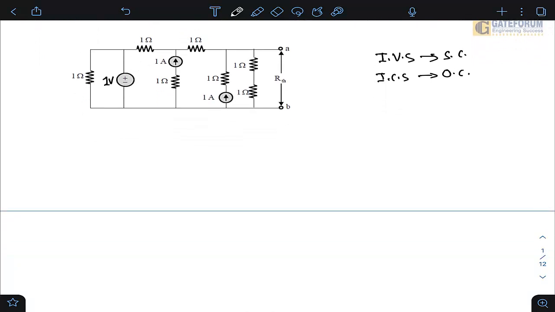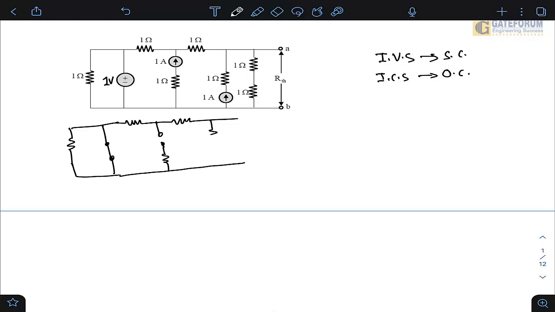So let me draw the circuit. So this is your 1 ohm, all resistors are 1 ohm, right? Then this voltage source is shorted. So I am replacing it by a short. This is 1, this is also 1. And then this current source is open, then this is 1, then this is 1, again this current source is open, and then this is 1 and this is 1, and we are supposed to find RTH from this terminal, right? All these resistance values are R only, 1 ohm, 1 ohm, 1 ohm, this also 1, right?